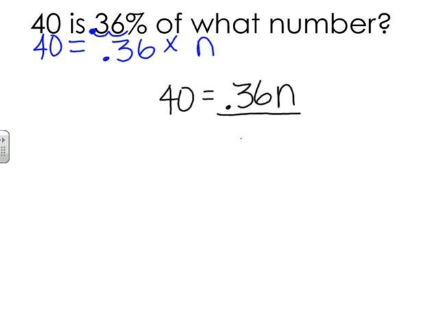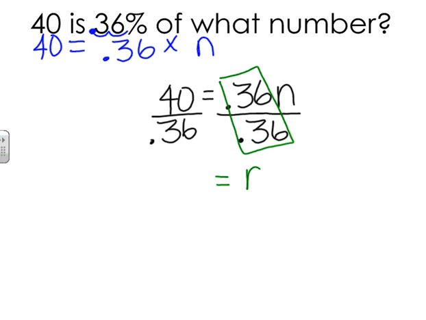Now we're going to divide by 36 hundredths on each side. And I get 1n. And then I'm going to do 40 divided by 36 hundredths.